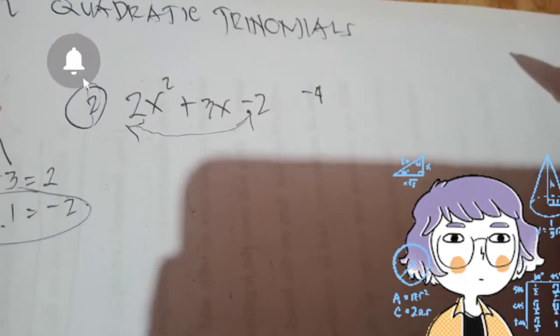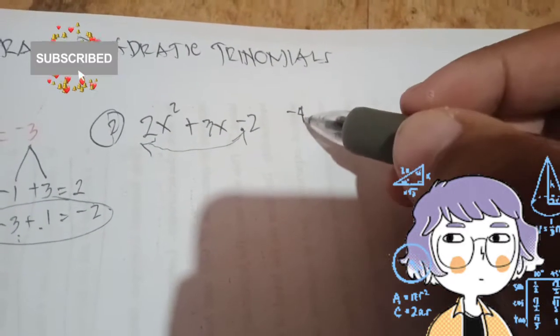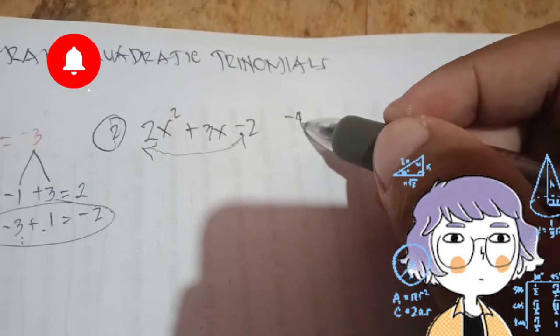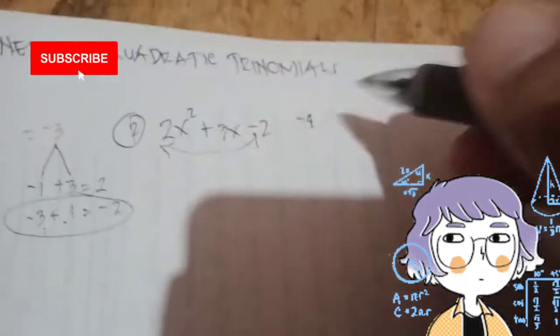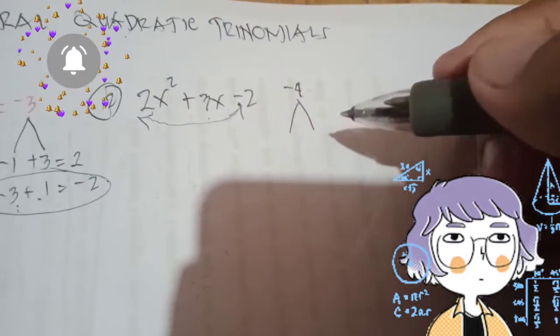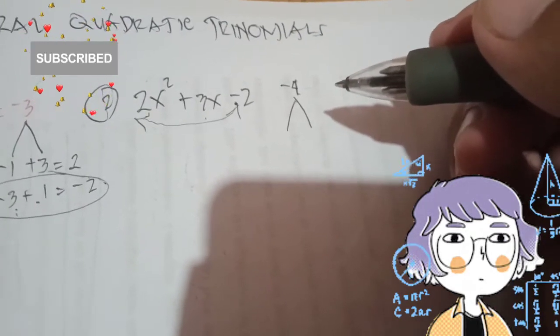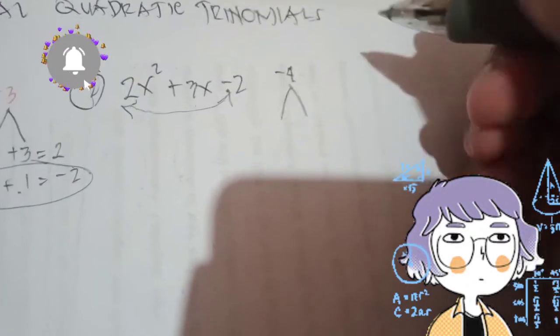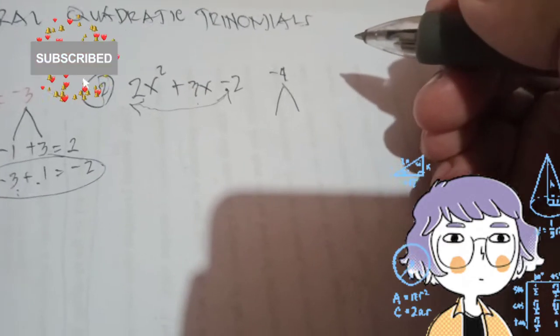Now, what factors of negative 4 add up to positive 3? It can be 2 times 2, but when you add 2 and 2, it's positive 4. If we use negative 2 and negative 2, it's 0. So we can use negative 1 times 4.